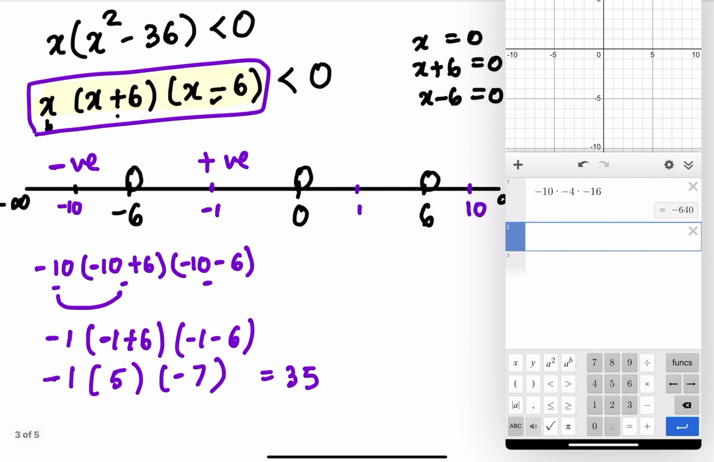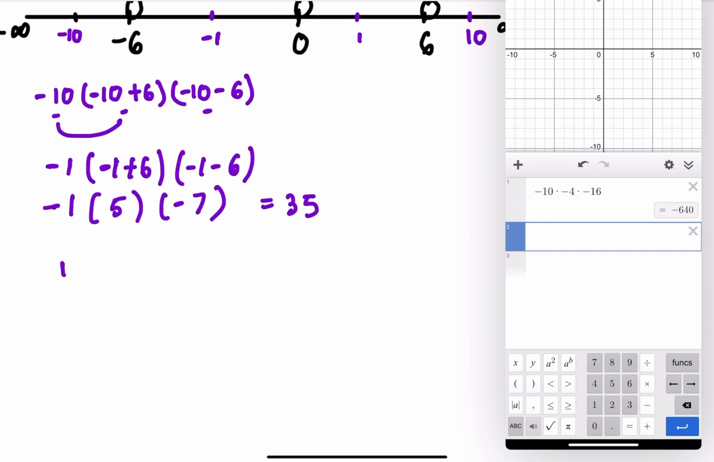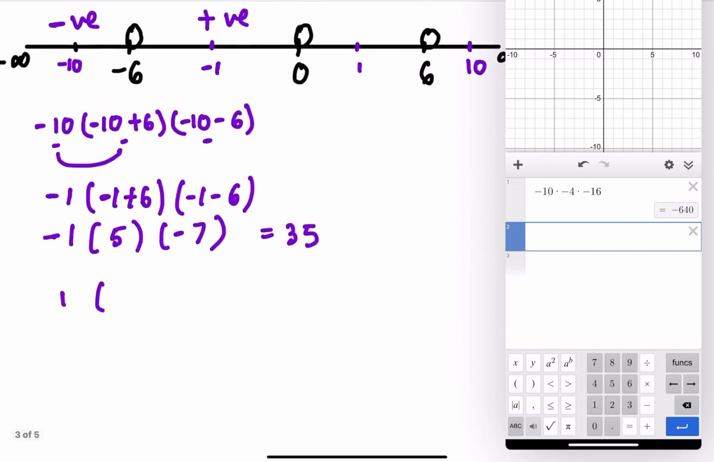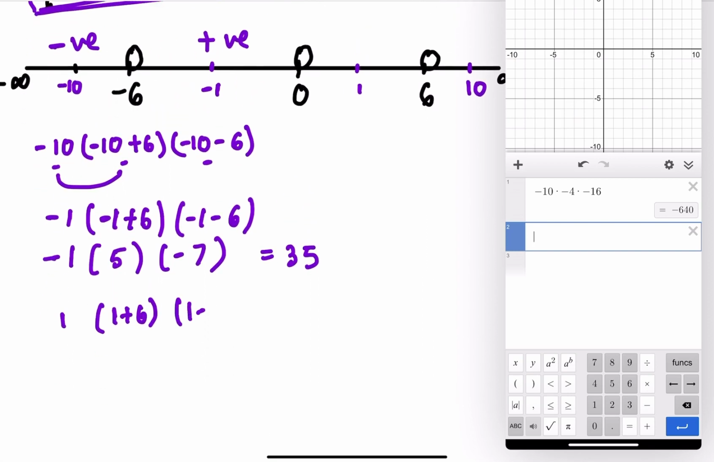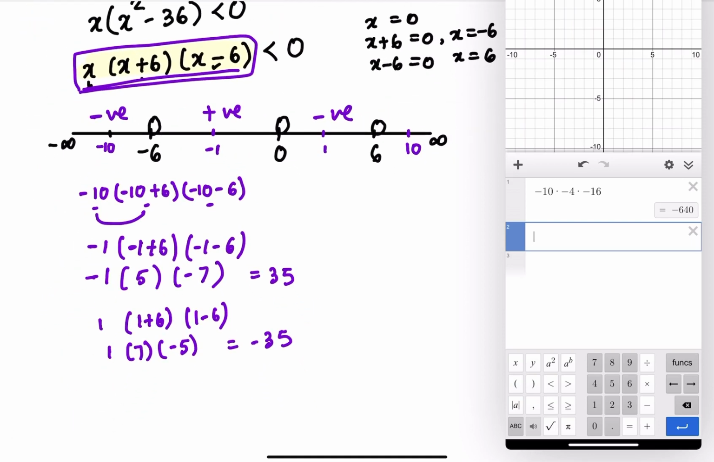Now let's plug in 1. When I plug 1 here, again, where am I plugging? I'm plugging into this equation. So when I plug in 1, what do I get? 1 times 1 plus 6 and 1 minus 6. 1 times 7 times negative 5. I get a negative 35. So this becomes negative. So you see what's happening here? I'm taking values and plugging them right here.